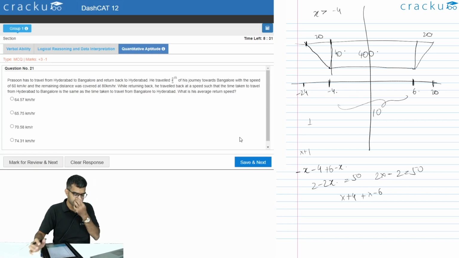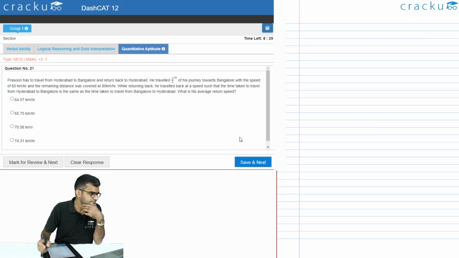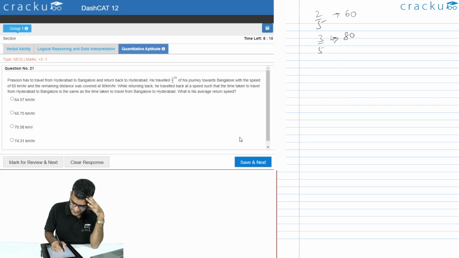Okay, let me answer this question. The person has to travel from Hyderabad to Bangalore and back again. Okay, and the remaining distance. Okay, 2/5 of the distance he traveled at 60 and 3/5 of the distance he traveled at 80. Okay. While returning back, he traveled at 50. Okay, this is fine. This should not be too difficult. Let us assume that the total distance is say 500 kilometers. So he traveled 200 kilometers at 60 and 300 kilometers at 80.